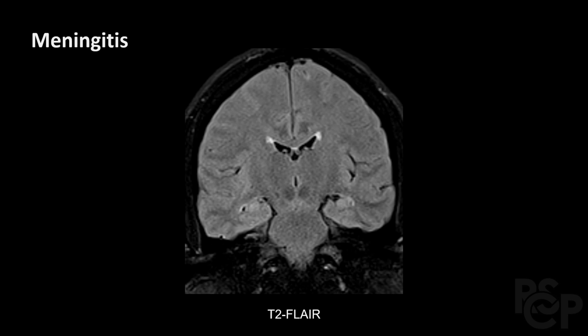This is a coronal T2 FLAIR sequence, meaning that CSF should appear dark. The signal should be suppressed. That is evident here in the sylvian fissures. However, in other sulci, that is not quite as evident, meaning that there is some complex proteinaceous material located in the CSF that is preventing the suppression of the signal on the FLAIR sequence. And that is something that can be seen with meningitis.